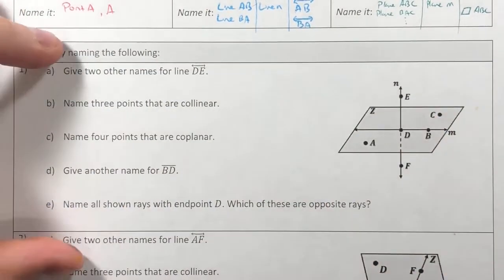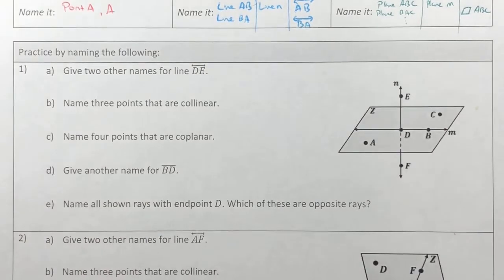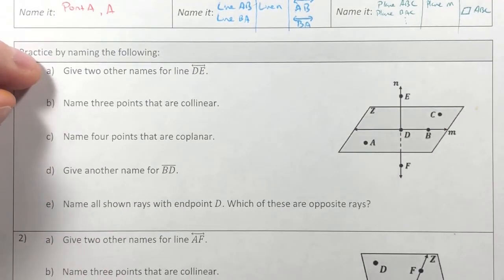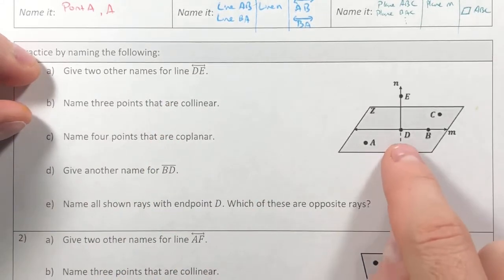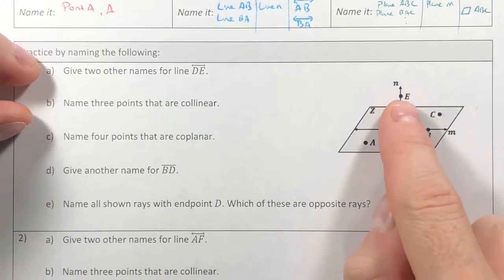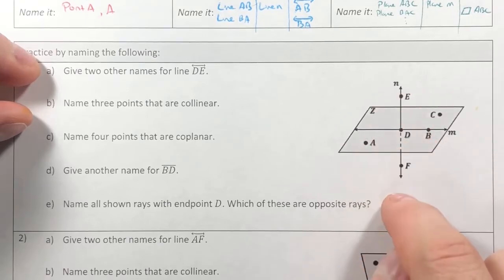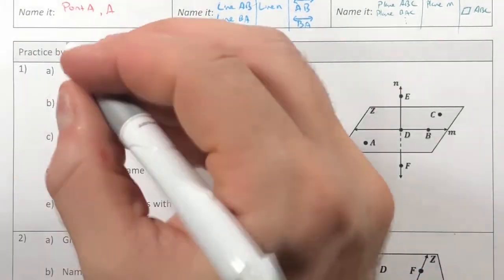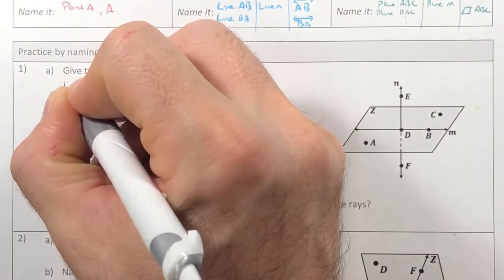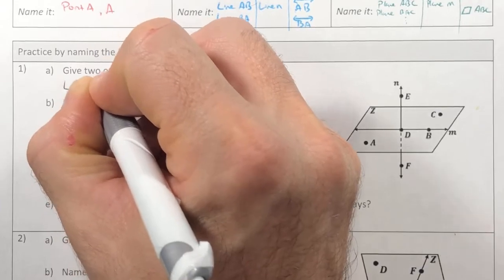So keep that in mind as we go through and answer these things. I want to give 2 other names for line DE. So I'm going to find D and E and say, okay, this is that vertical line that's piercing the plane. What are 2 other names for it? Well, I could be sly and call it line ED.